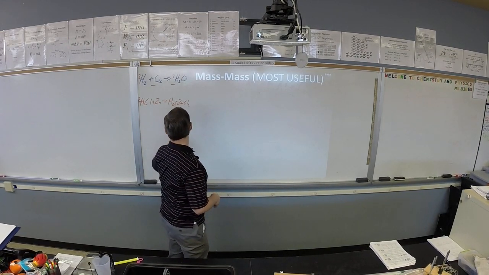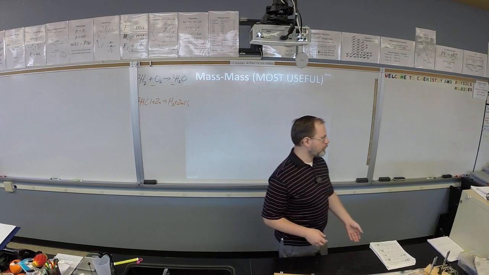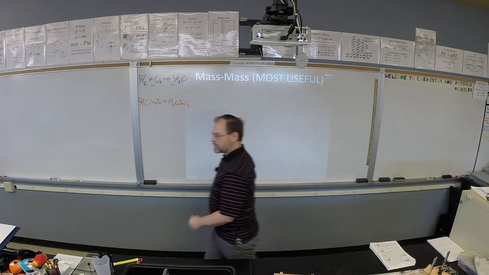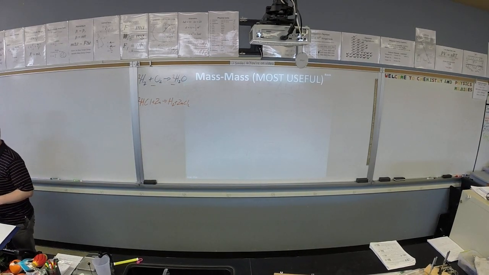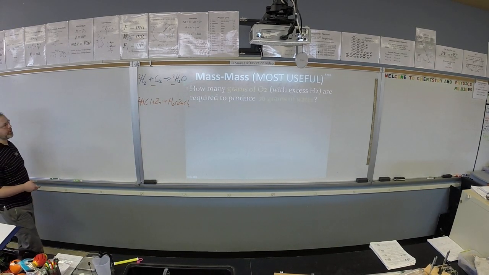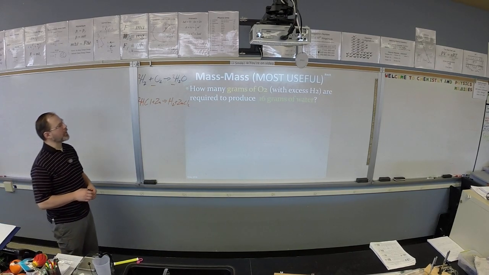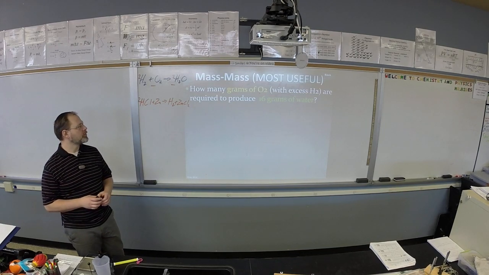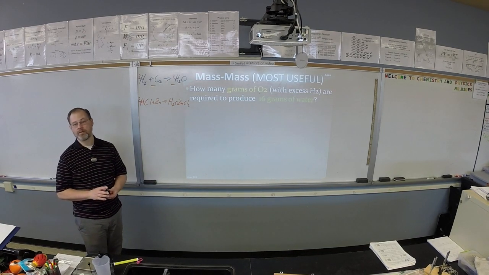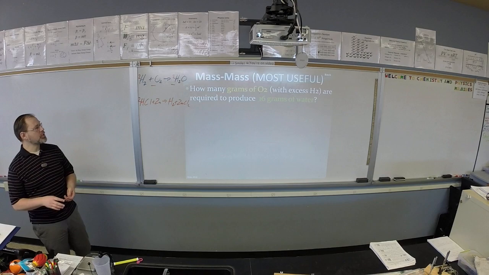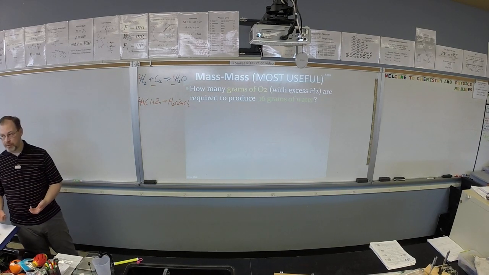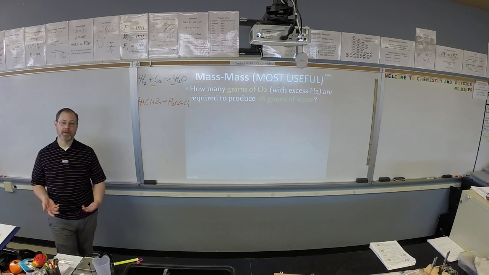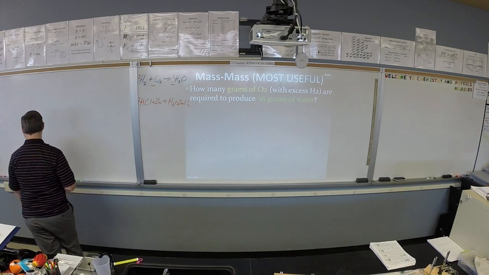And we got our favorite reactions up here, the creation of water with hydrogen and oxygen, and then the reaction of hydrochloric acid and zinc. So here's our first one. We'll go through it together. How many grams of O2, with as much hydrogen as we want, are required to produce 16 grams of water? So how many grams of oxygen are we going to make if we have as much hydrogen as we want and 16 grams of water?